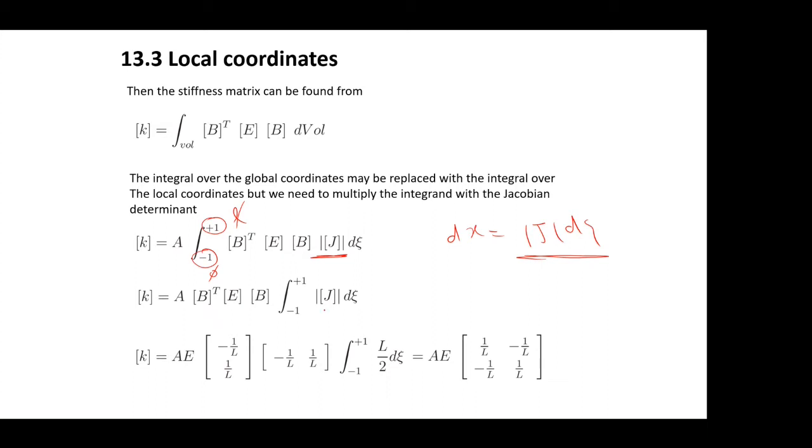And then you just find the stiffness matrix the same way as before. The integral would happen the same way. There's only one element added. This is the determinant of the Jacobian, and the determinant of the Jacobian is L over 2. You have it in there, and you'll get back exactly the same stiffness matrix we have had in the past. Okay, so this is how it works.